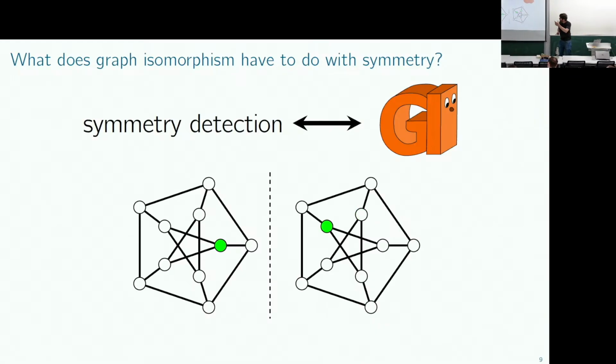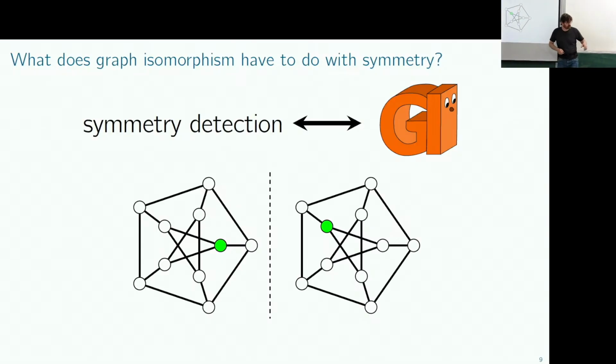And now if I move on with the green vertex and I probe different vertices, and I do that in a very systematic fashion, it turns out that I can actually compute all the symmetries of the graph. I have to be a bit careful because there's an exponential number, but if you do it right, you can get a compact representation, a generating set for the group.